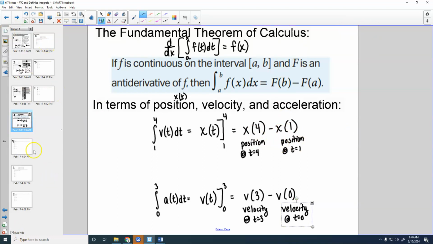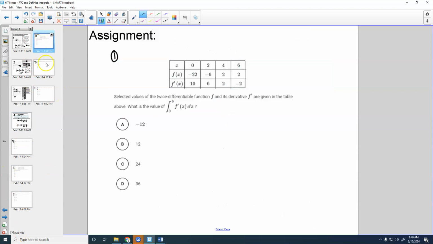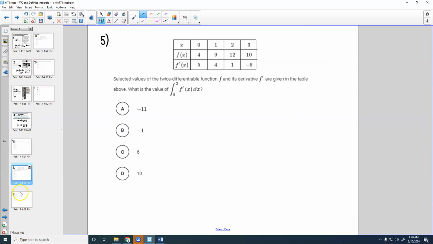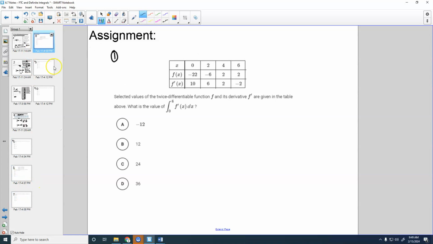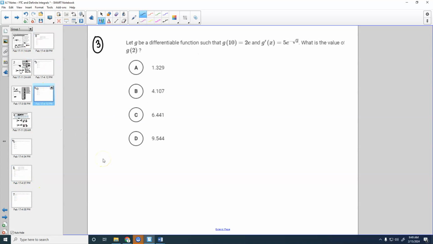And we've got some more questions to look at. We'll look at them after your FRQ quiz tomorrow. This already only had those last 3 as an assignment.